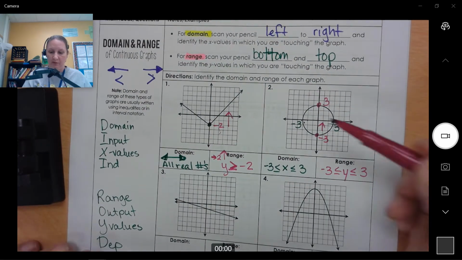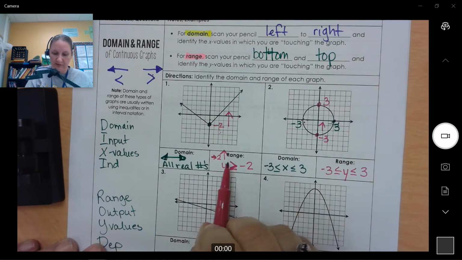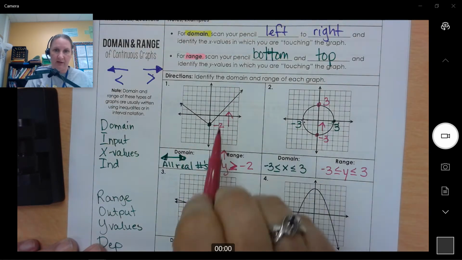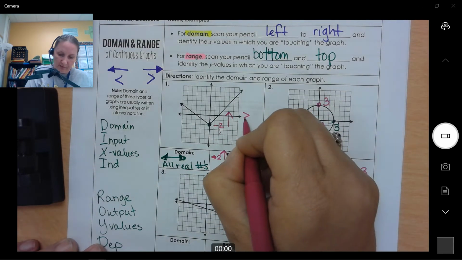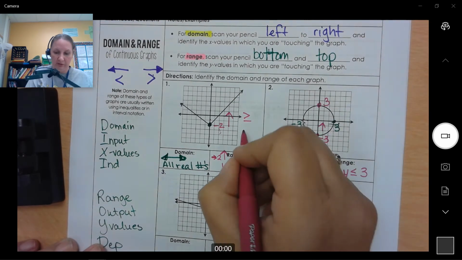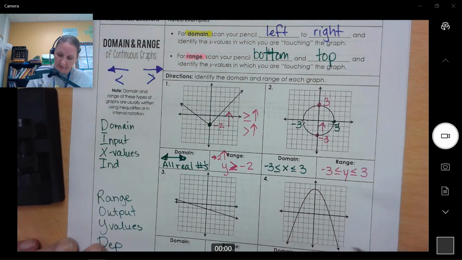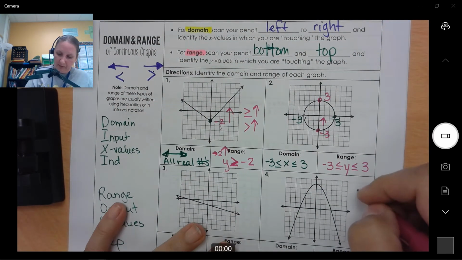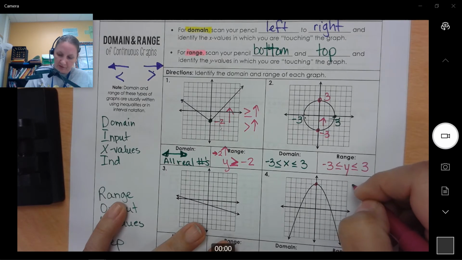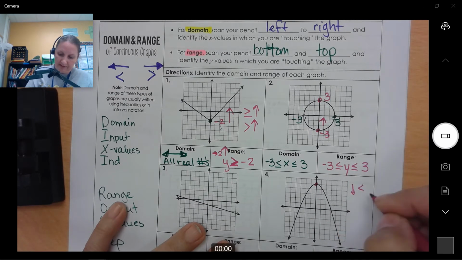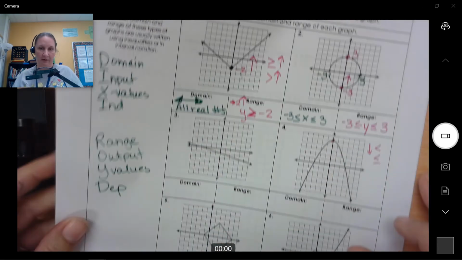Okay. So sometimes it's between two numbers, sometimes it's all the numbers, and sometimes it starts at a number and goes either up or goes down. If it goes up, that is greater than or equal to, or greater than. If it goes down, like this one over here will, it's actually starting there and it's going down. That's the less than or less than or equal to. So that's what we were going to be looking at. All right, so the next one.